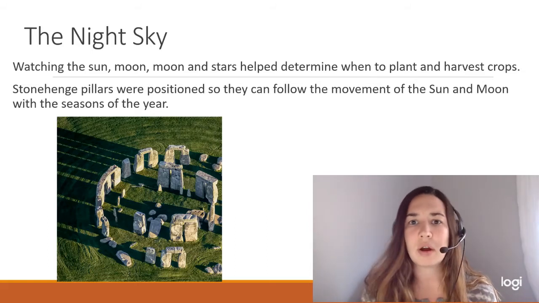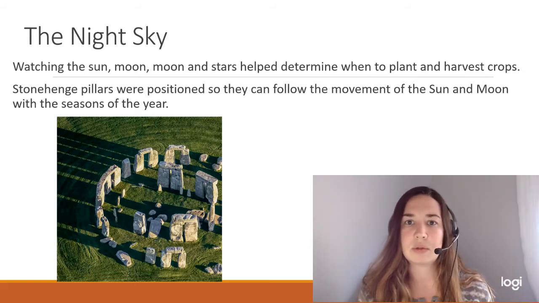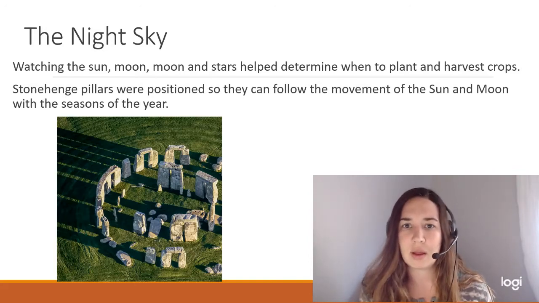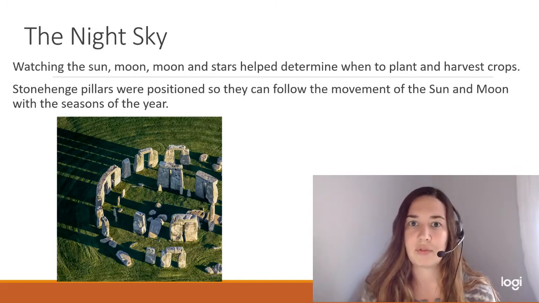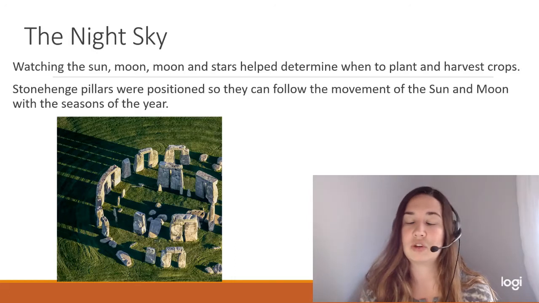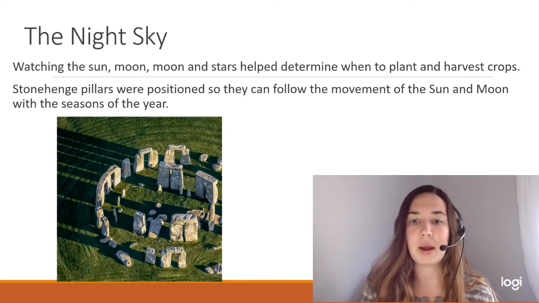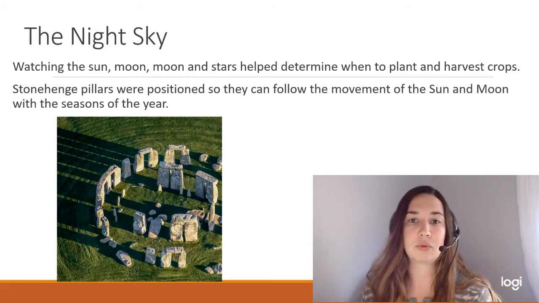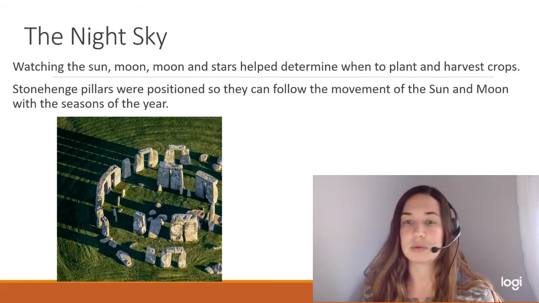But this is the primary benefit that humans have gleaned from watching the stars in the night sky. Now there are other things that humans have used the stars and the moon and the sun for as well, such as navigation for folks that were on the early ships. But primarily, it's important to remember that crop harvesting was one of the most important things that we used the night sky for.